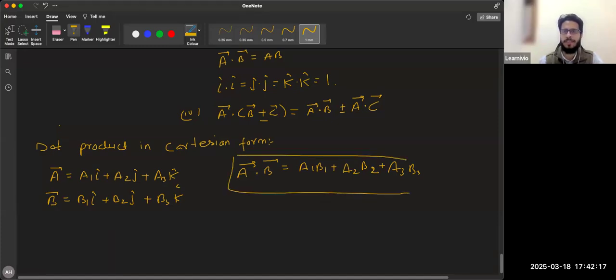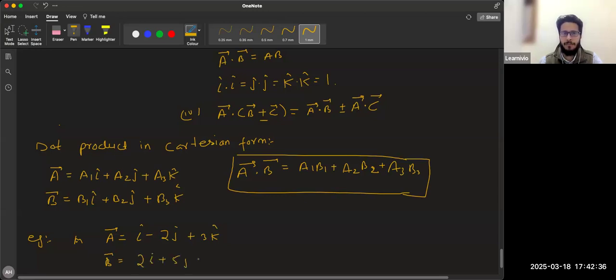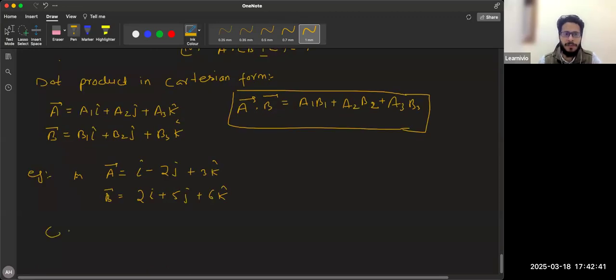Let's do a few examples on dot product. For example, let's say two vectors are given. One is vector A, which is I cap minus 2j cap plus 3k cap. And then there is another vector, which is 2I cap plus 5j cap plus 6k cap. Let's calculate various parameters from it. First part: the angle between A and B. So vectors are given, and we are supposed to calculate the angle between vector A and vector B.